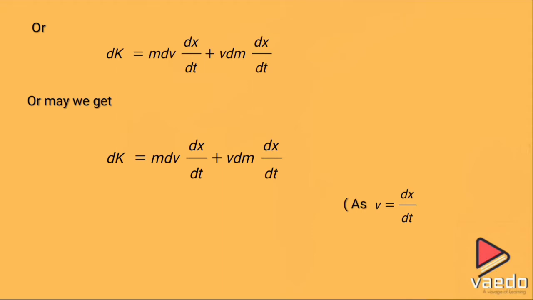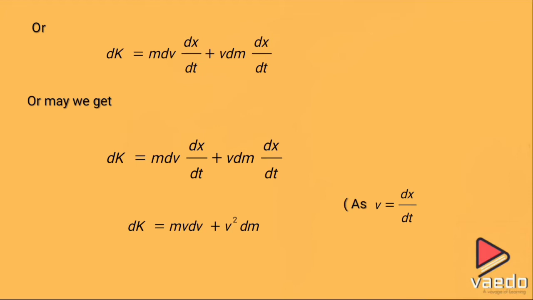So if हम अगर इसे replace करें, then we'll get dk equals mv dv plus v square dm. V square क्यों, because in the second term we have dx over dt and v, so it will be v square, and first term dv already available था and we have v due to dx over dt. So at final we have mv dv plus v square dm.